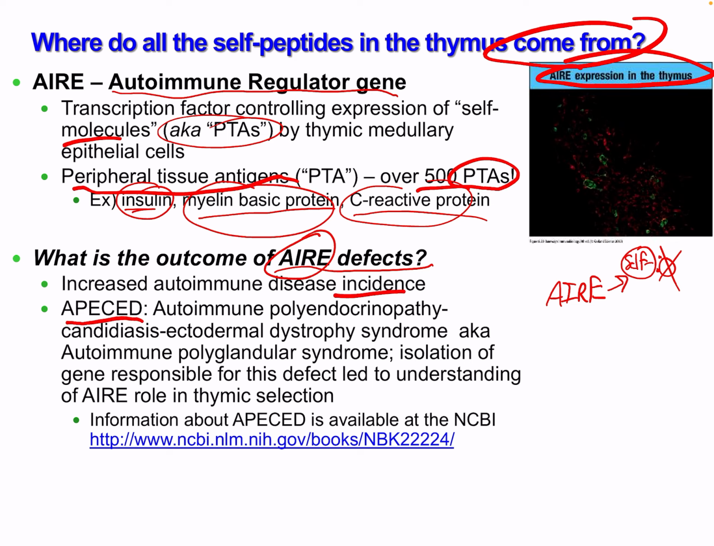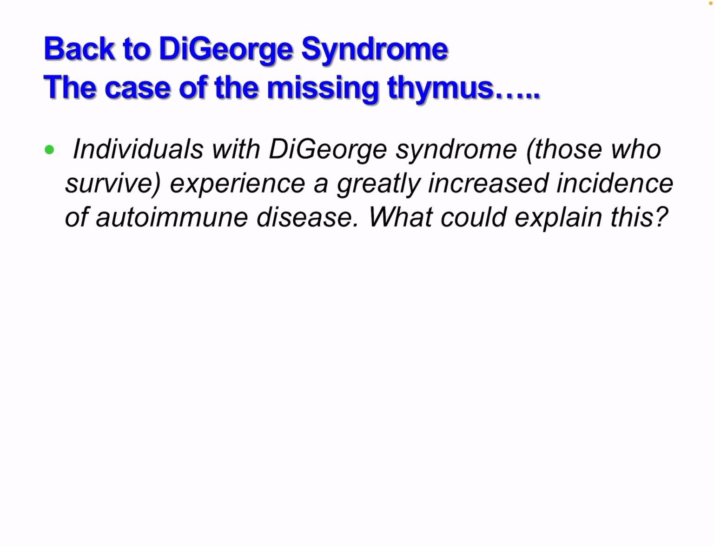We have a disease called APECED, which is autoimmune polyendocrinopathy candidiasis ectodermal dystrophy syndrome, long name, aka autoimmune polyglandular syndrome. Isolation of the gene responsible for this defect led to the understanding of AIRE's role in thymic selection. Unfortunately for some, understanding this disease led to the discovery of these functions, which gave us more insights. It's really interesting. If you want more information about this, check out this link for a paper.